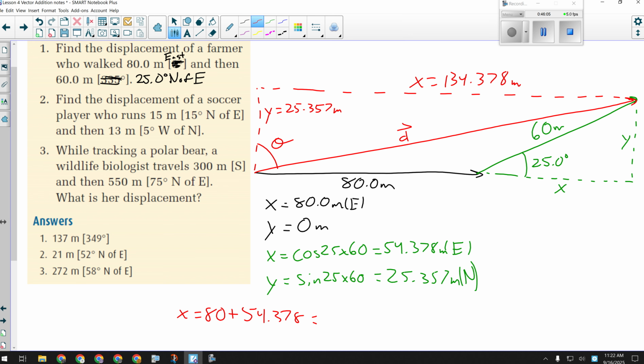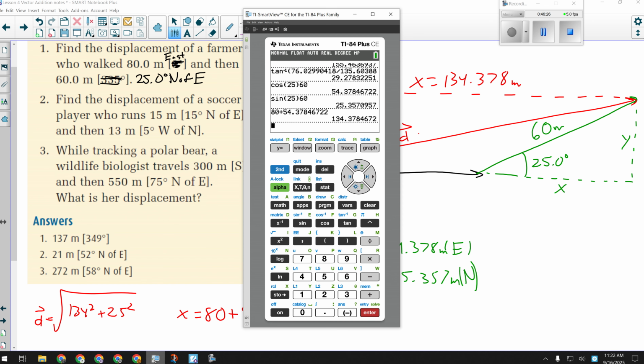How many people have the rest of it done? So now that I've got those two numbers, now I can calculate D. Pythagorean theorem calculation there, square root of 134 squared with all the decimals in my calculator, plus 25 with all the decimals in my calculator squared. And again, you can do that. I don't mind if you don't write all the decimals in your work, as long as you keep them in the calculator.